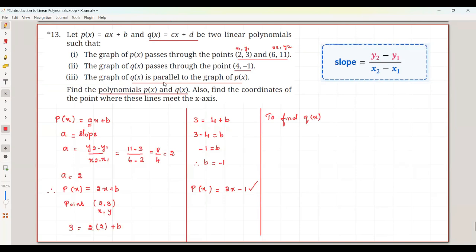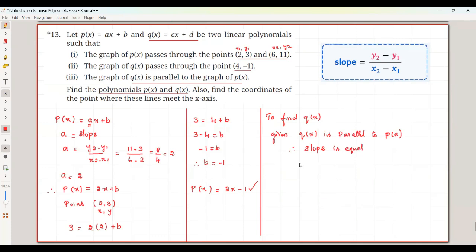Here the third condition is given: q of x is parallel to p of x. If they are parallel, what will be equal? The slope will be equal. So given q of x is parallel to p of x, therefore the slopes are equal.